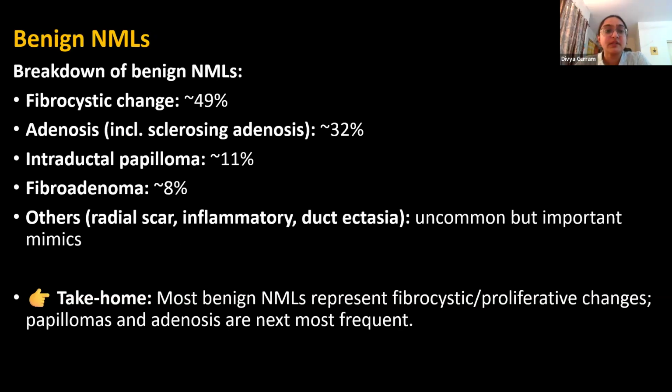When it comes to benign etiologies, the main benign etiology implicated is fibrocystic change. Almost half of benign etiologies presenting as non-mass lesions are fibrocystic proliferative changes. Then we have adenosis, and especially sclerosing adenosis, trailing behind, and intraductal papillomas. Fibroadenomas in the various stages of their evolution, especially involuting fibroadenomas, can present as benign etiologies. We also have other pathologies such as radial scars, inflammatory pathologies, and duct ectasias. These are uncommon but also important mimics of non-mass lesions. So when we think of benign NMLs, the main thing to remember is that it could be a fibrocystic or proliferative change, papillomas, or adenosis.